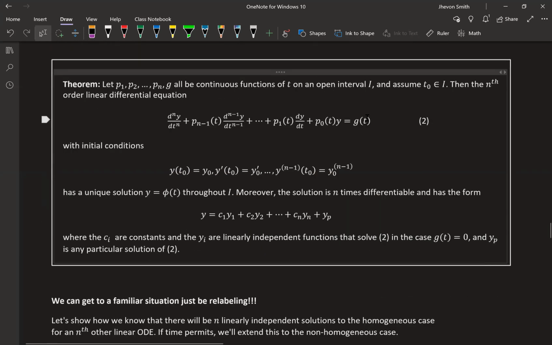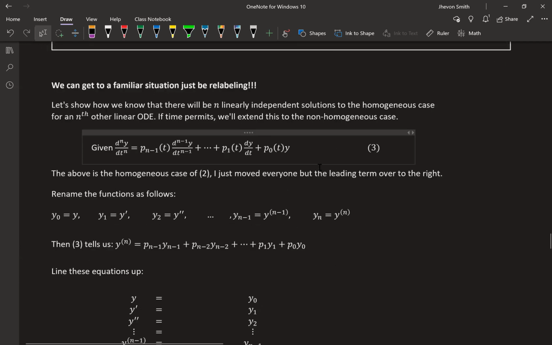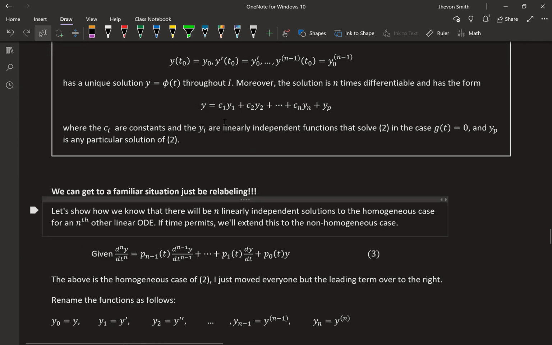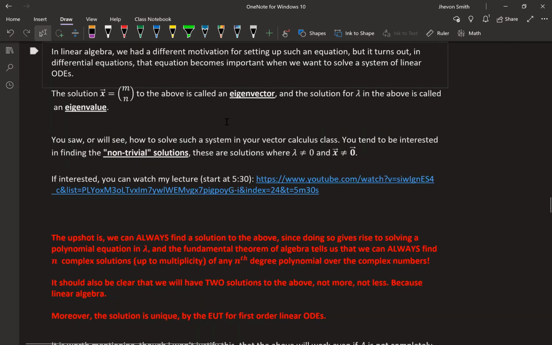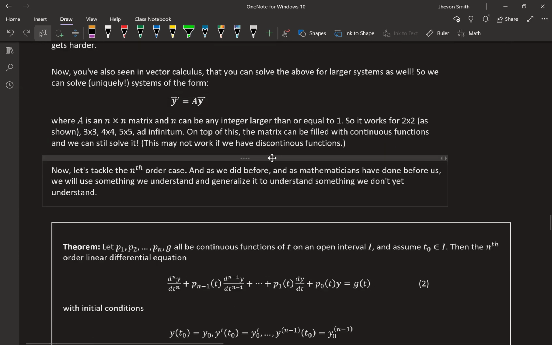So I have an nth order linear differential equation. It turns out we're guaranteed to find a unique solution of this form that will solve this equation with any set of initial conditions that you find, right? How can I get to use this situation, right? Because I'm going to want to use this situation.